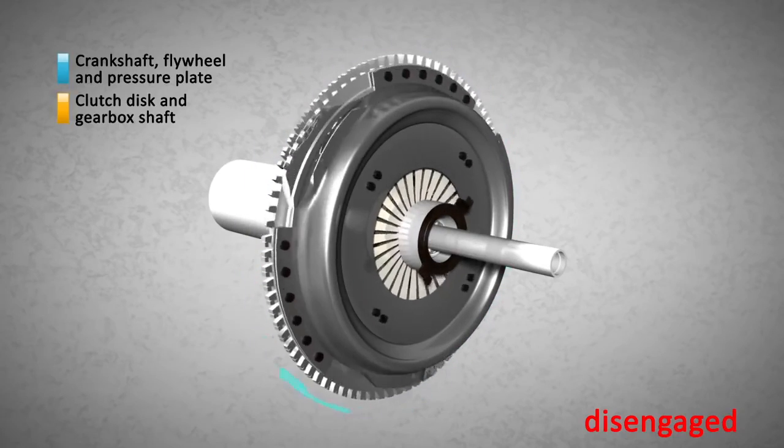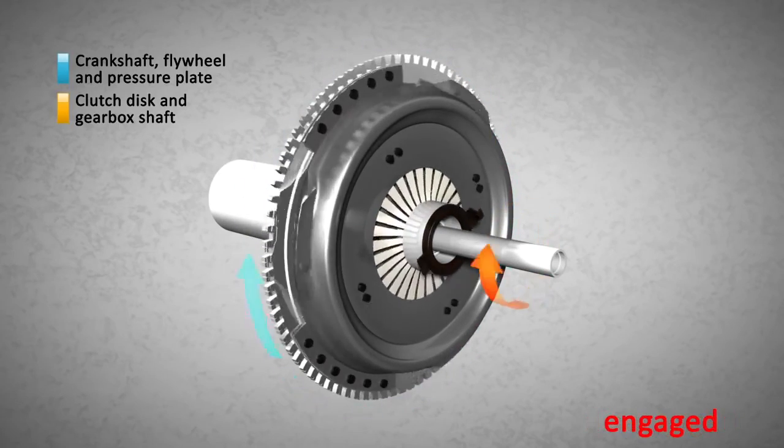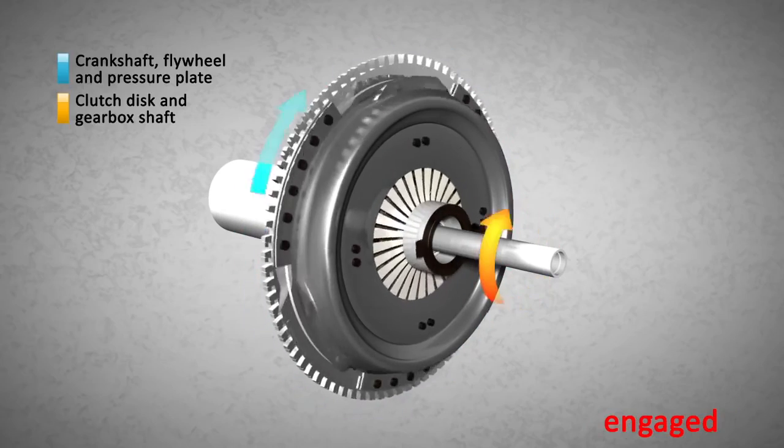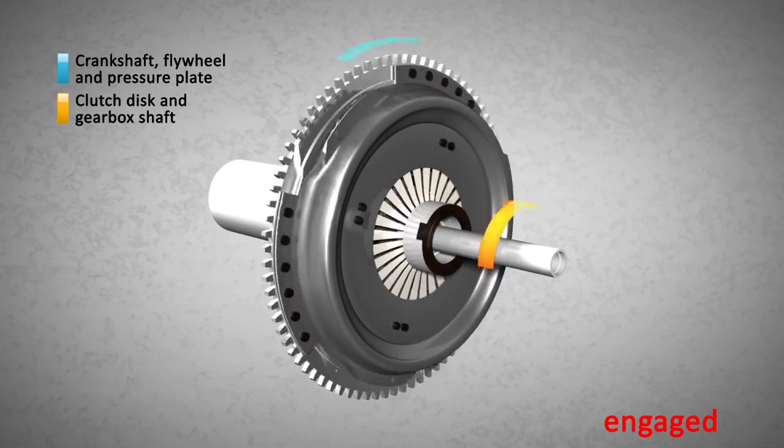The mechanical energy produced by the engine is transmitted to the gearbox when the clutch release bearing is released and the clutch disc is engaged.